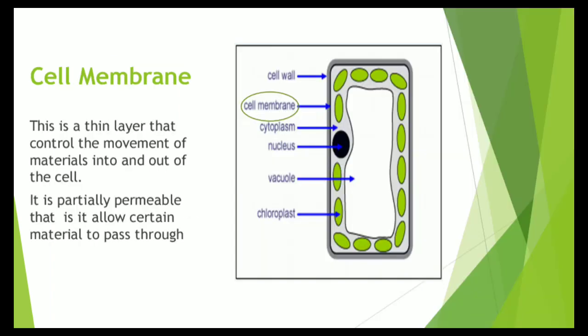Next is the cell membrane. The cell membrane is next to the cell wall. It is a thin layer that controls the movement of material into and out of the cell. You can say that it allows different materials to enter or not enter the cell. Without permission of the cell membrane, nothing can pass through the cell wall and cell membrane and go into the cell.